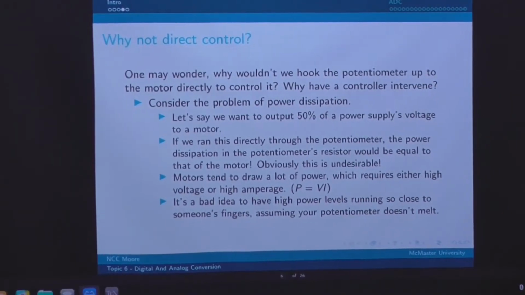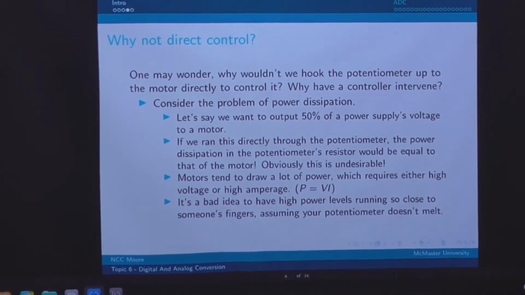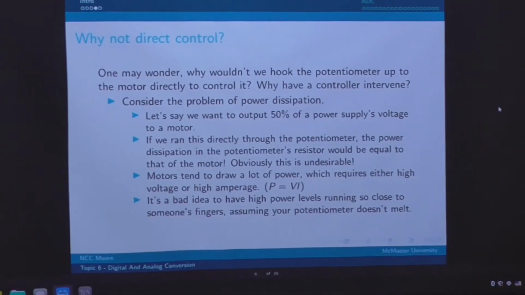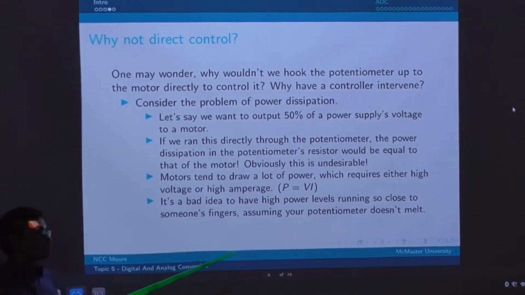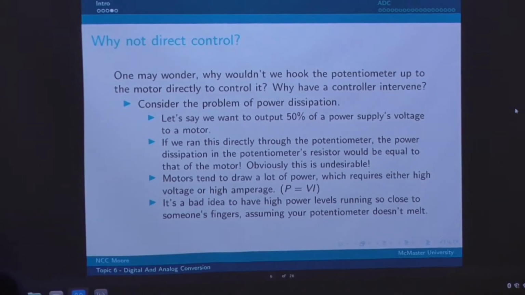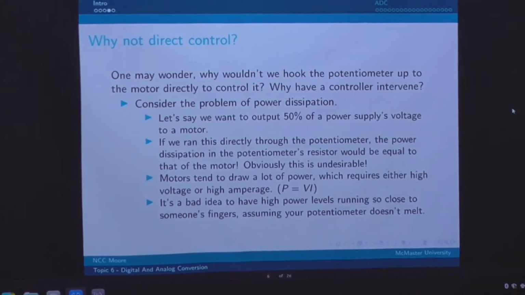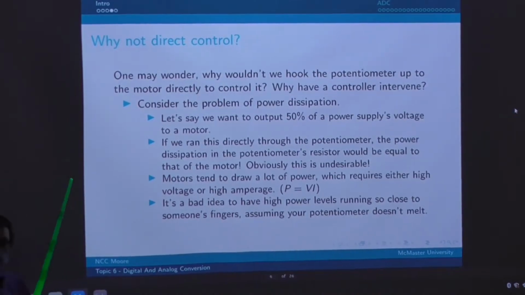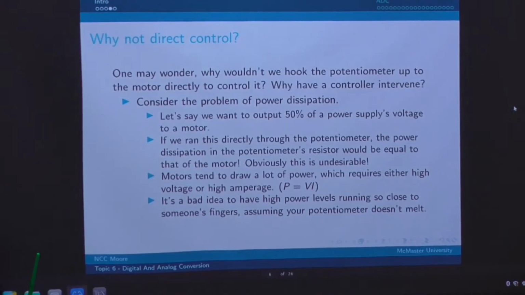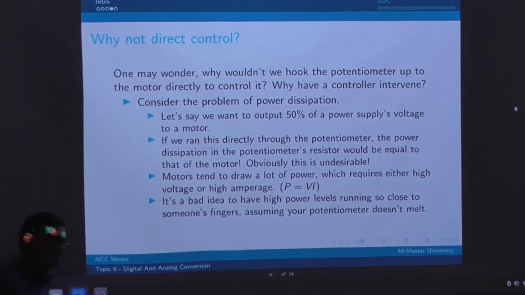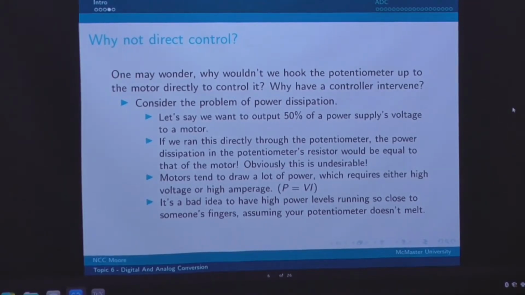Motors also tend to draw power. It's not necessarily current that you're interested in, it might be wattage, right? The power that the thing draws is, of course, the voltage times the current. If it's drawing a lot of power, it's going to need more current. You probably don't want high levels of current traveling through a device that people's fingers are touching, right? Just not a great idea, right?